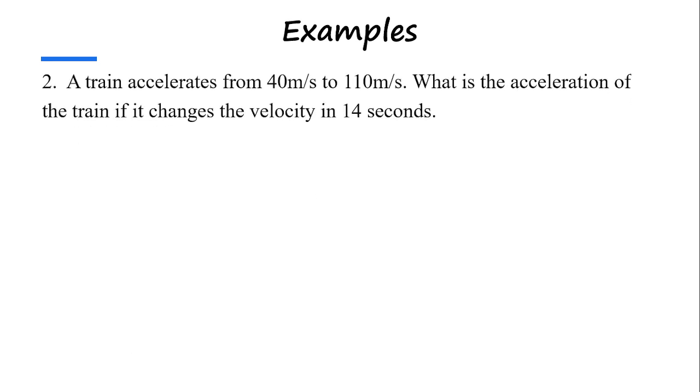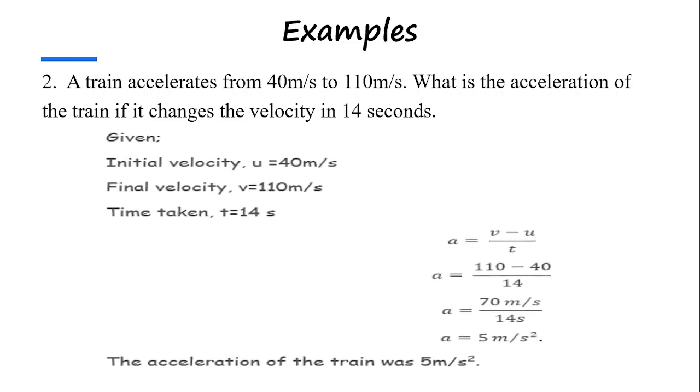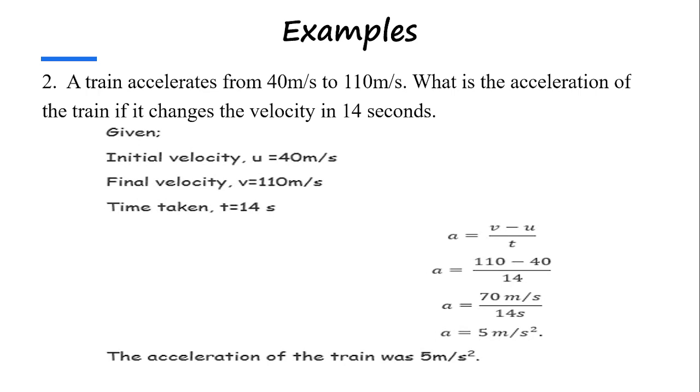Another example: a train accelerates from 40 meter per second to 110 meter per second. What is the acceleration of the train if it changes its velocity in 14 seconds? You can calculate it simply, given that the initial velocity is 40 meter per second, the final is 110 meter per second, and the time taken is 14 seconds. So if you substitute the values here, 110 minus 40 upon 14, you get the answer, that is 5 meter per second square. So the acceleration of the train was 5 meter per second square.